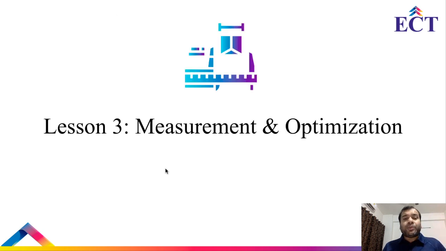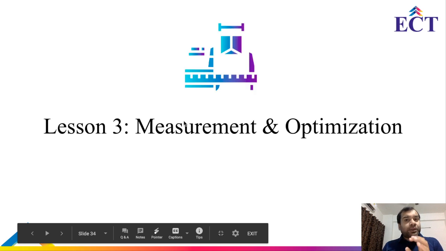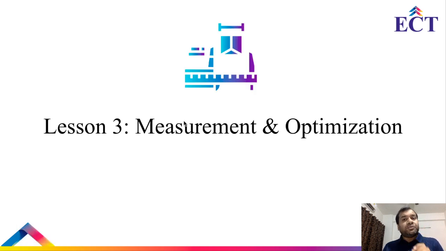Once you have done the promotion part, the next part that comes is measurement and optimization. Measurement and optimization is the most critical part of a social media strategy, because just developing a strategy and posting content is not enough. The third and final part is measuring the parameters, the goals that you had set, whether you are achieving those goals or not, and how you can make sure that if this month you did not achieve the goal, next month you achieve that goal.